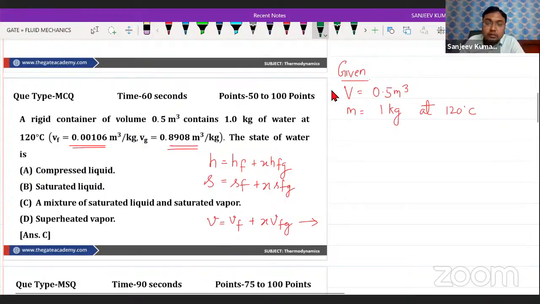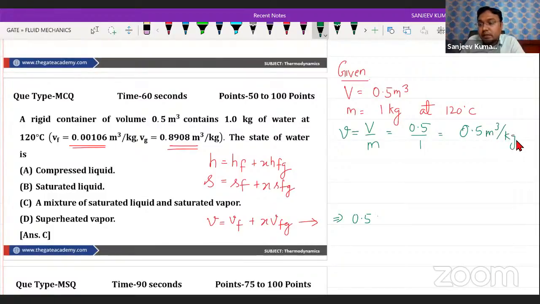So what is the dryness fraction? Let us now put the value here. So 0.5, right? V is your 0.5. How is V 0.5? Specific volume is equal to volume per unit mass. So volume is 0.5, mass is 1. So it is 0.5 meter cube per kg, right? I'm getting the exact unit also, you can see.